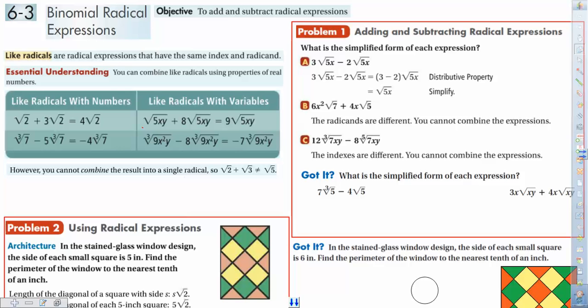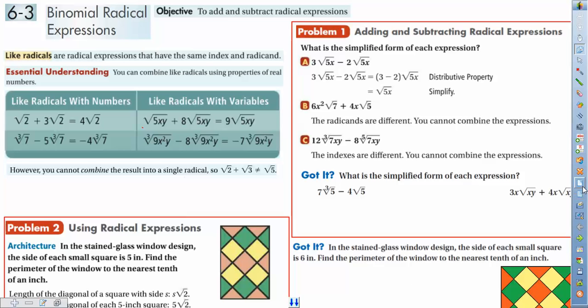6-3, binomial radical expressions. Where we're going now. When you compare that to 6-2, you were doing a lot of simplifying radicals and multiplying and dividing radicals. What 6-3 is all about is now you're adding and subtracting radicals. Adding and subtracting radicals is very similar to adding and subtracting like terms when it comes to variables.